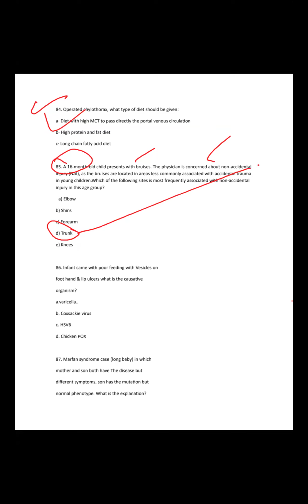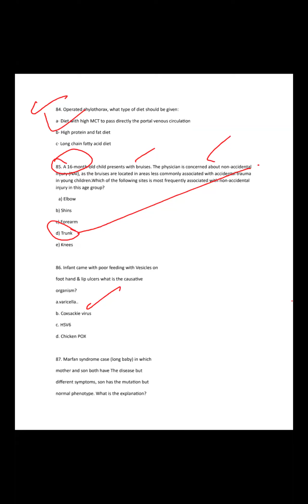Infant came with poor feeding, with vesicles on the foot, hand, and lip, and ulcers. So, what is the causative organism? Coxsackie virus is associated with hand, foot, mouth disease. The ulcers are in this specific area. So, most likely this is Coxsackie virus.